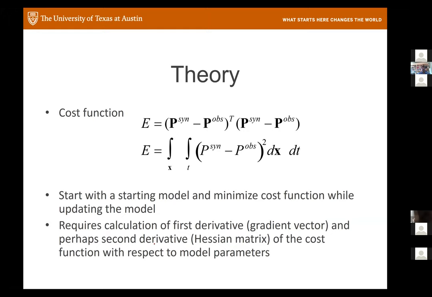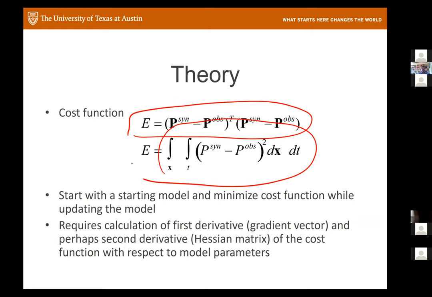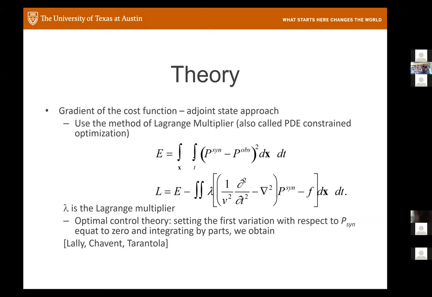So I can write my cost function as the difference between observed data and synthetic data, summed over all x's and all t's; you can discretize it and replace the integral with the sum. Now, this idea came from optimal control theory, where it was first formulated, and Tarantola and a couple of other French scientists actually showed how to use that for computing the gradient.